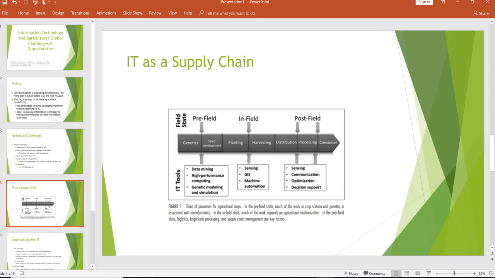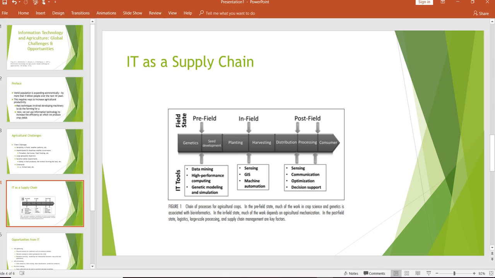Okay, so moving on to the next chart, the article likes to point out that we can really think of IT and agriculture kind of as a supply chain. So if you look at this particular chart, at the top we talk about the pre-field, the in-field, and the post-field. The pre-field is before you actually put crop in the field, before you actually plant seeds. In-field is when you've actually got stuff planted. Post-field is when you actually harvest your product.